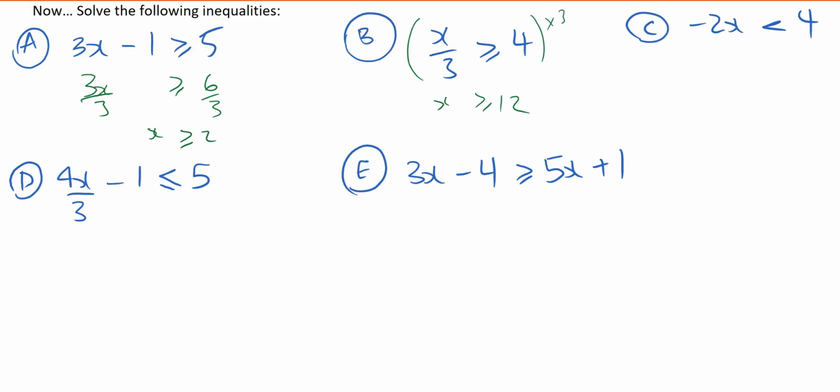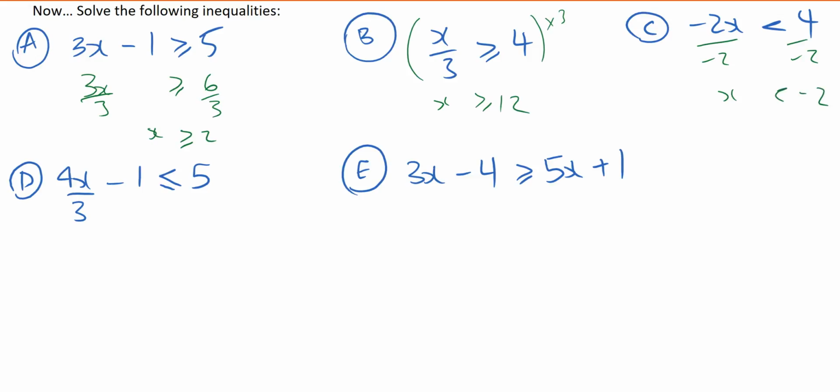Next one. Negative 2x is less than 4. What do you reckon, Dominic? What would I do there? Should we pause the video? Hold on. What am I going to do there, gentlemen? Divide by negative 2.